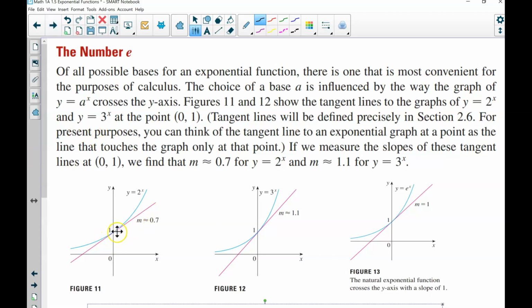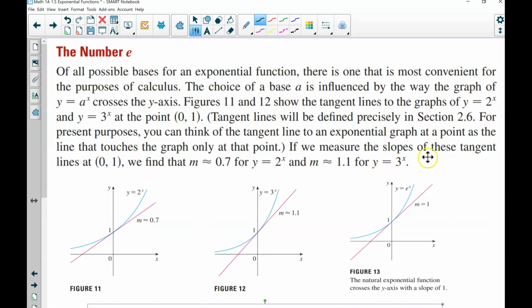Here there's a tangent line in red, and this one is in red too. Tangent lines are going to be defined more precisely when we get to section 2.6, but it's important that we know this for calculus. For present purposes, you can think of the tangent line to an exponential graph at a point as the line that touches the graph only at one point, meaning right here.